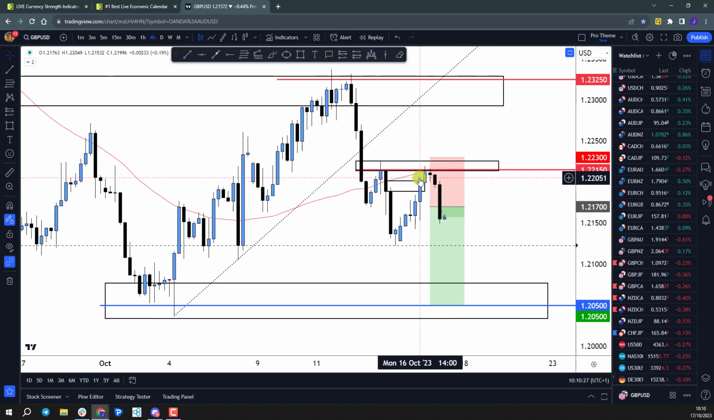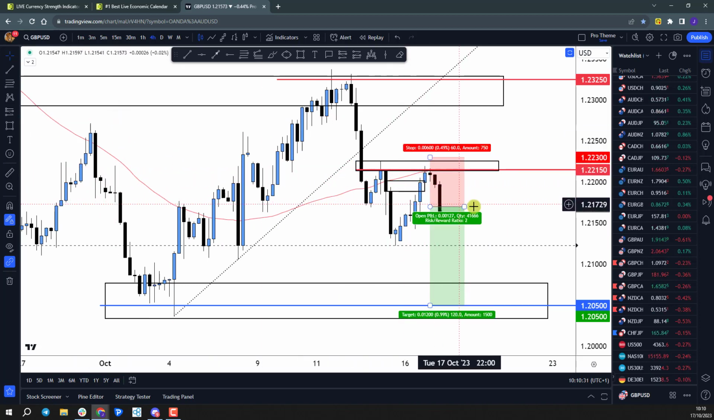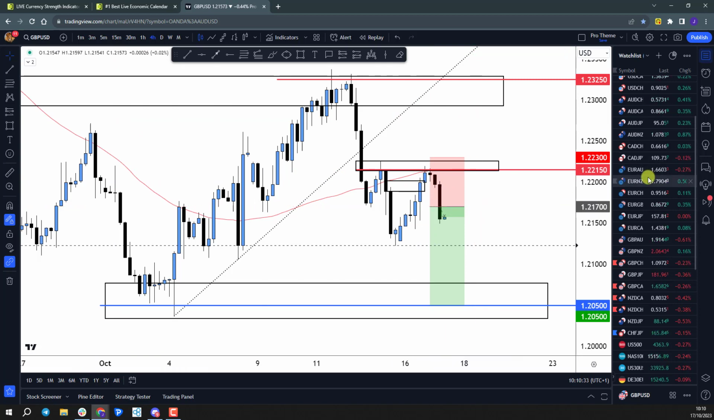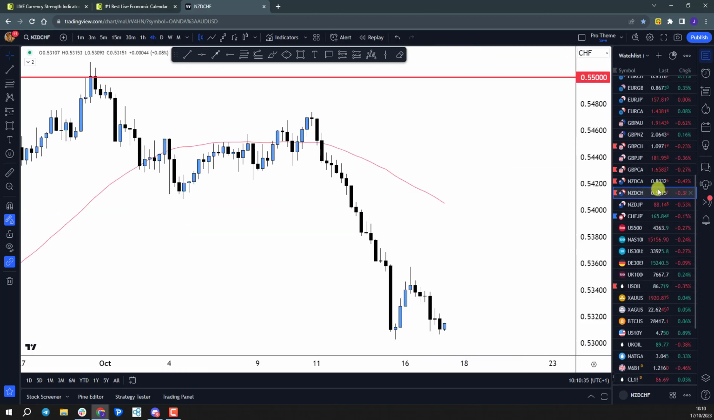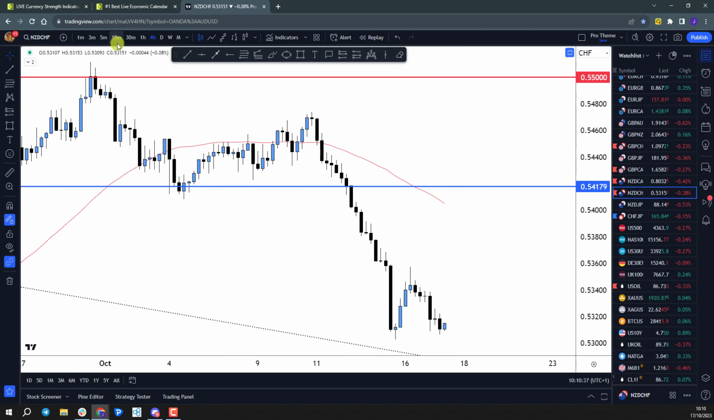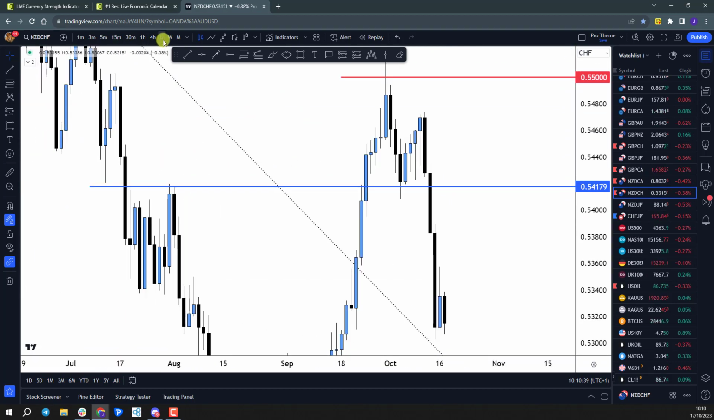So depending on where you were at that time of day, you could have gotten an opportunity in that or not. So moving on to the other chart of interest then. Let's go take a look at Kiwi Swiss, an interesting market to have a little look at.